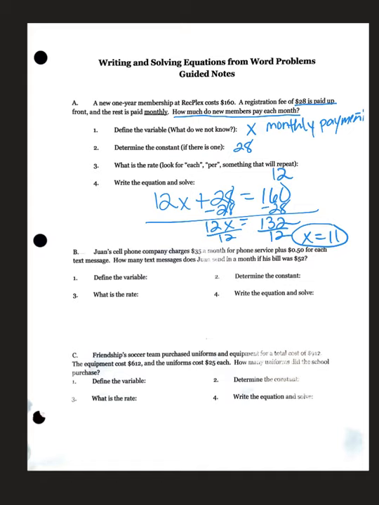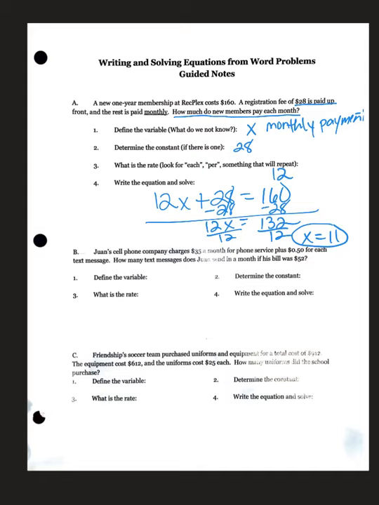Okay, next one. One's cell phone company charges $35 a month for phone service plus 50 cents for each text message. How many text messages does Juan send in a month if his bill was $52?